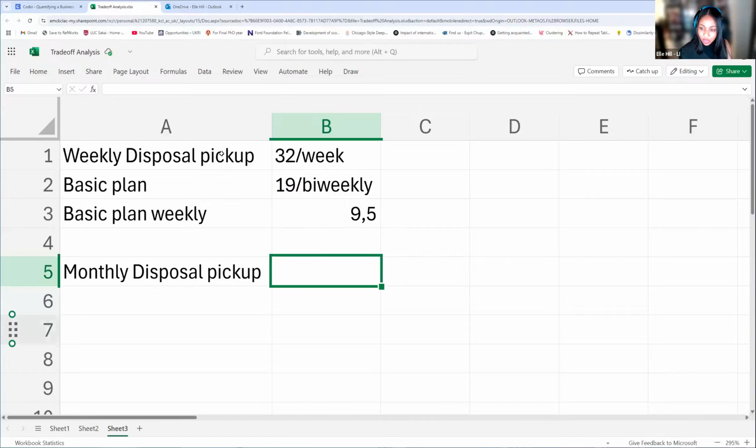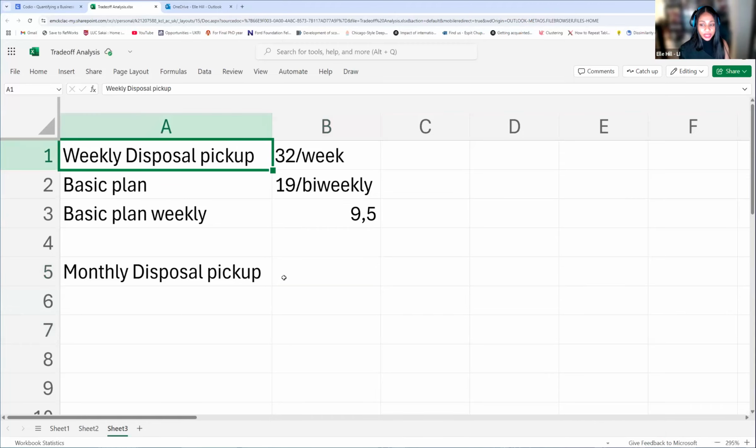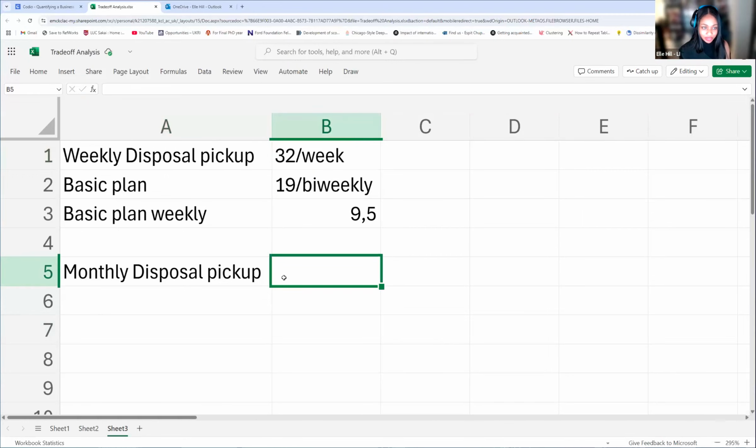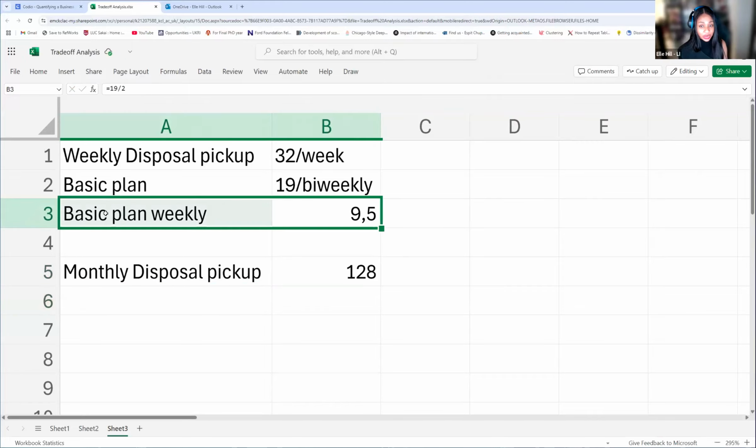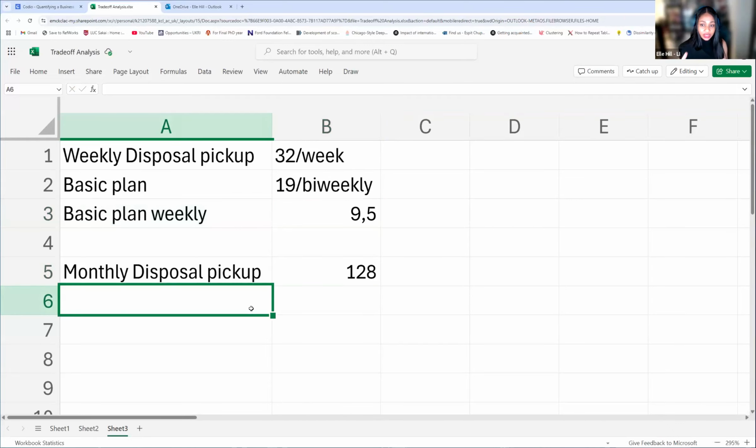So our weekly disposal pickup, we know we have 4 weeks in 1 month. So this is going to be 32 times 4. This is our monthly disposal pickup right now. For our basic plan, we're using this right here. And that's where I went wrong, because our basic plan weekly is actually $9.50 per week. You have to compare the units only when they're the same units. That's the only way you can compare them.